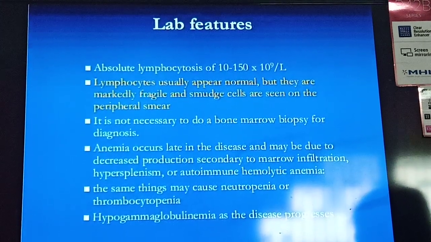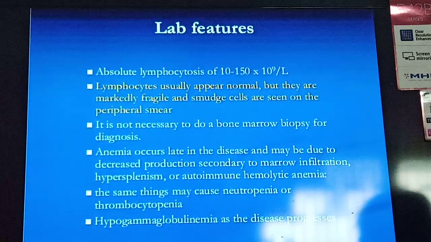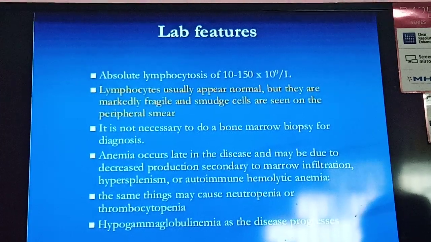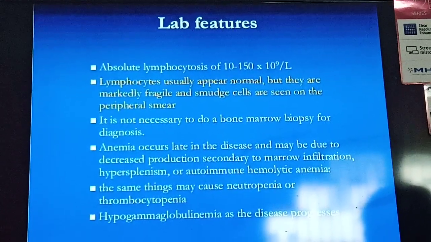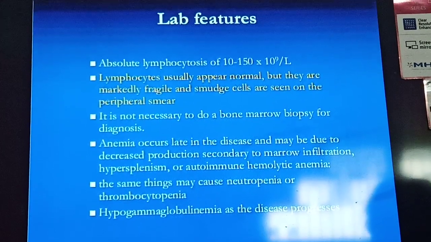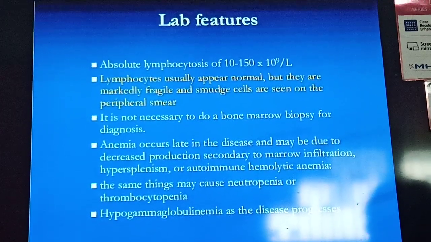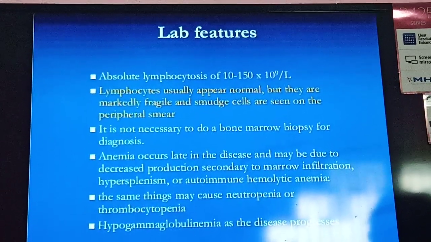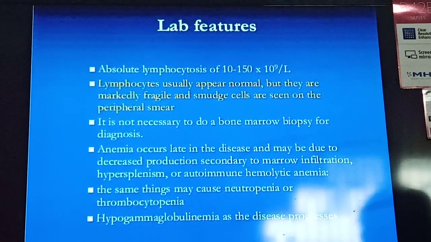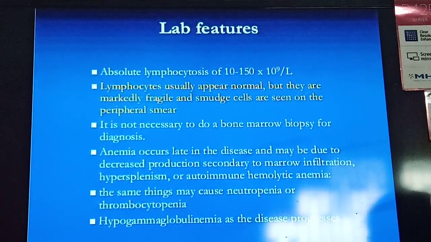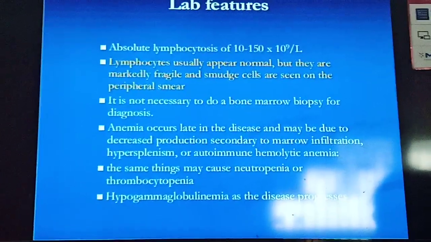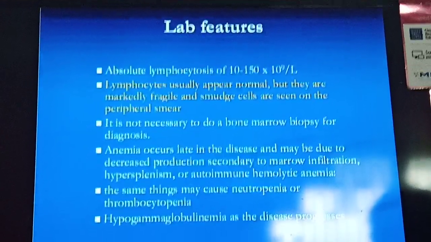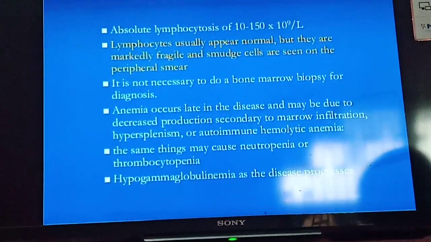So when you make the smear, the cells may break down, and these are known as smudge cells or basket cells. So these basket or smudge cells are usually seen in the peripheral smear in CLL. It is not necessary to do a bone marrow biopsy for the diagnosis of CLL. Anemia occurs late in the disease and may be due to decreased production secondary to marrow infiltration. There may be hypersplenism or autoimmune hemolytic anemia. The same things may cause neutropenia or thrombocytopenia, and sometimes hypogammaglobulinemia occurs as the disease progresses.